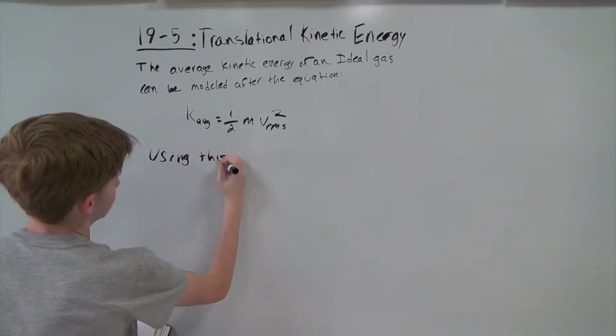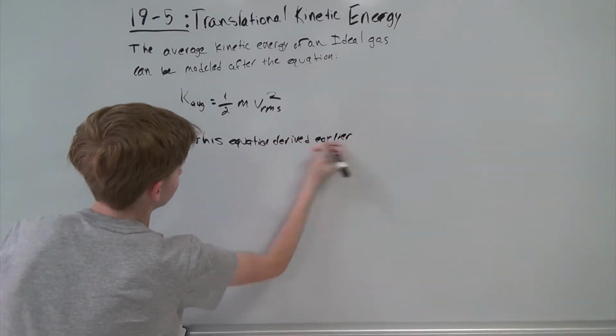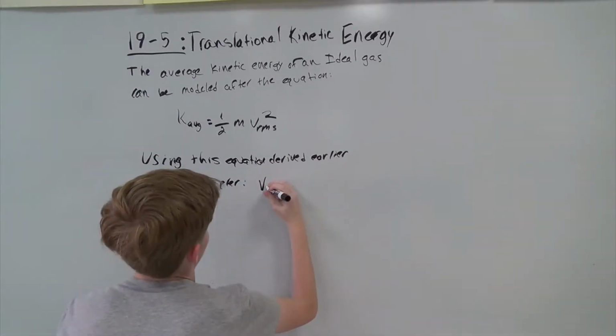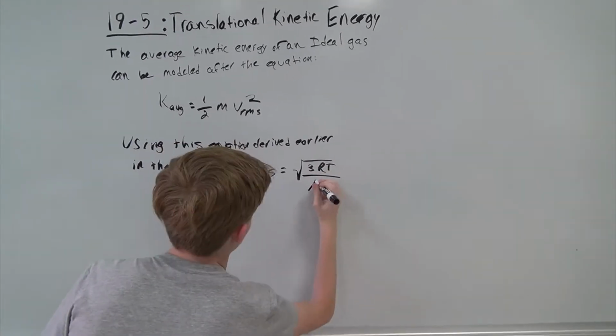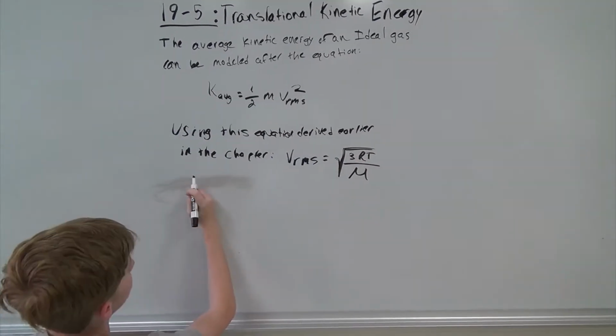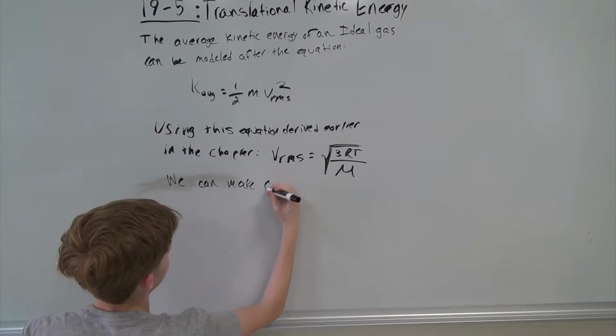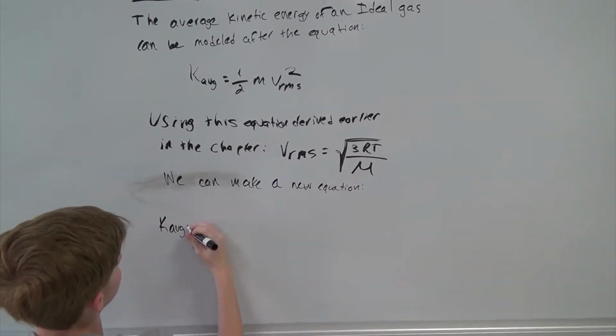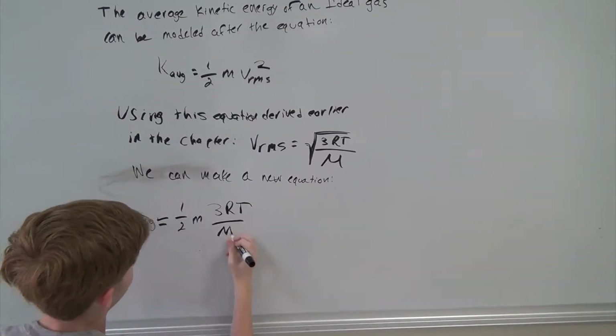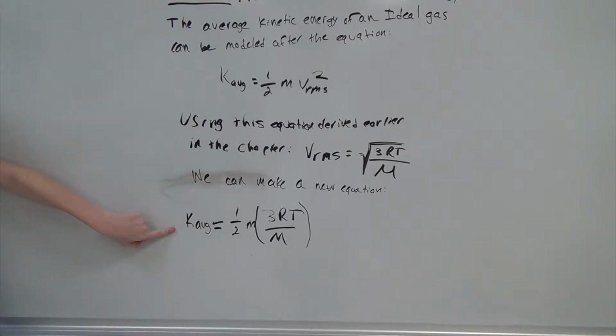Using this equation we derived earlier in the chapter, which is on the board, specifically on page 512 of the textbook, we can substitute this equation into our equation above to get the equation that you see on the board right now.